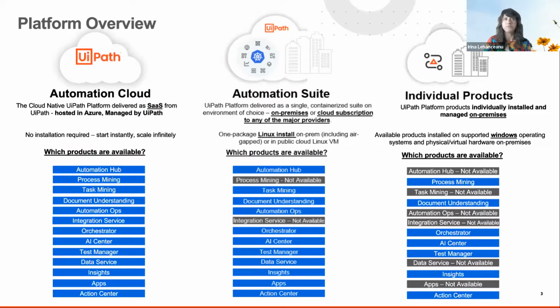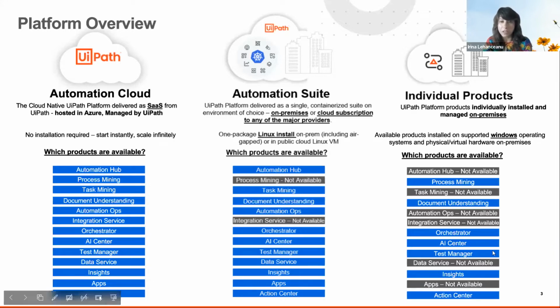Now, today, we have three deployment types. One is automation cloud, the native UiPath platform. We host it in Azure, and it's managed by us. Then we have the individual products under a Windows installer. These are what we call today the legacy SKUs on-prem.